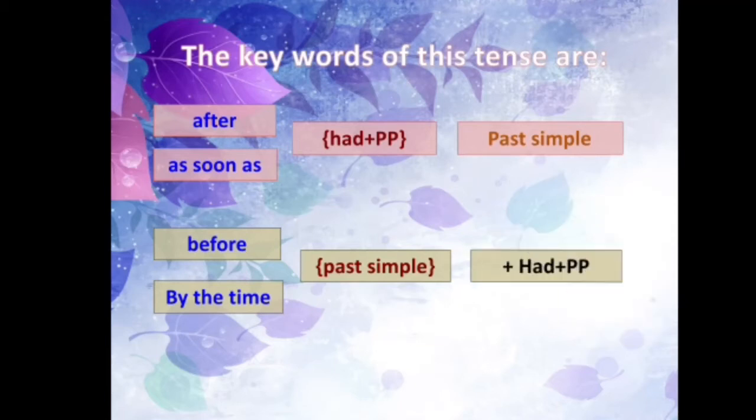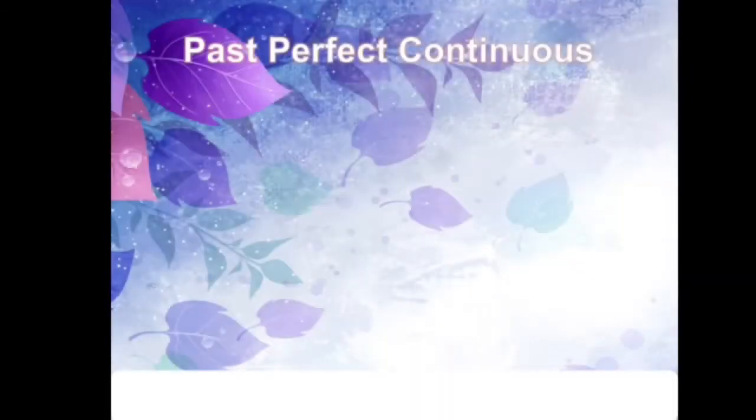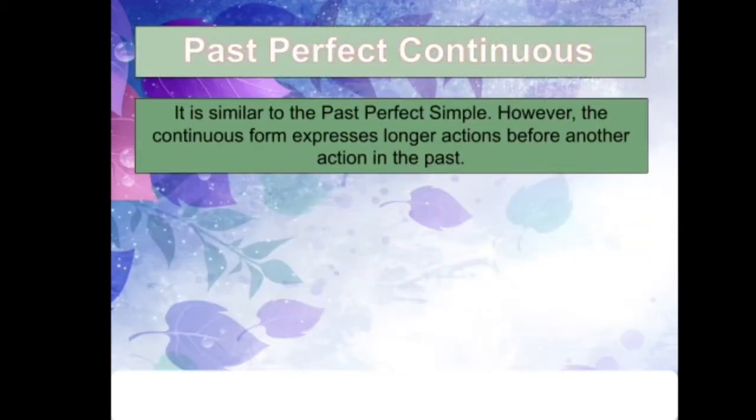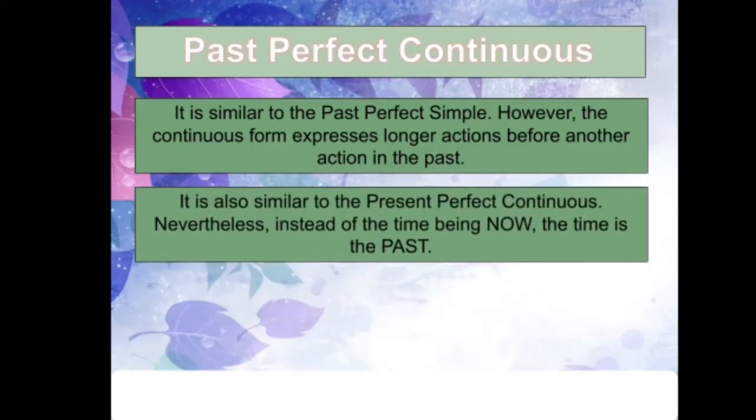Let's go to past perfect continuous. It's very easy and it's very close to the past perfect simple, but we have a very little difference between them. The continuous form of the past perfect expresses longer actions before another action in the past. It's also similar to the present perfect continuous, but instead of the time being now, the time is the past.